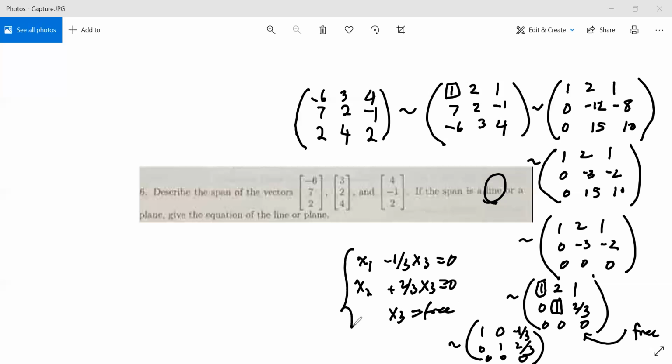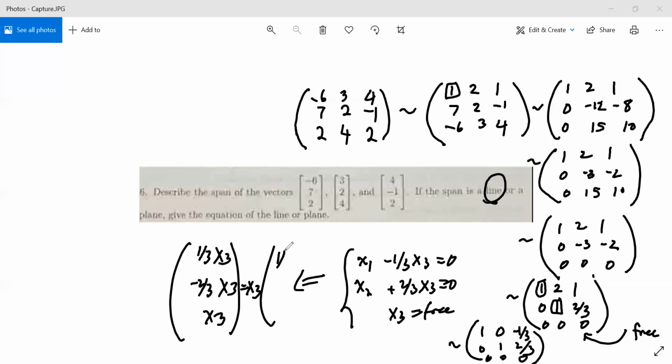Just rewrite this. Instead of x1, I'm going to put 1/3 x3, and then -2/3 x3, and this one is free. So this will turn into 1/3, -2/3, and 1. So you're just going to have a line that is spanned by this vector, 1/3, -2/3, and 1. So you're going to have a vector, a line that is spanned by this vector, basically.